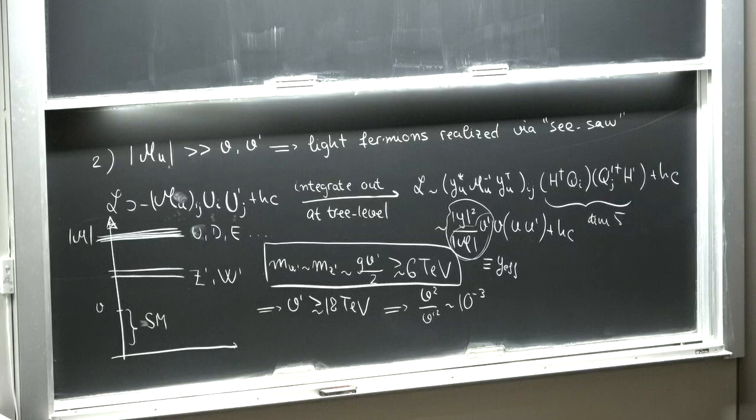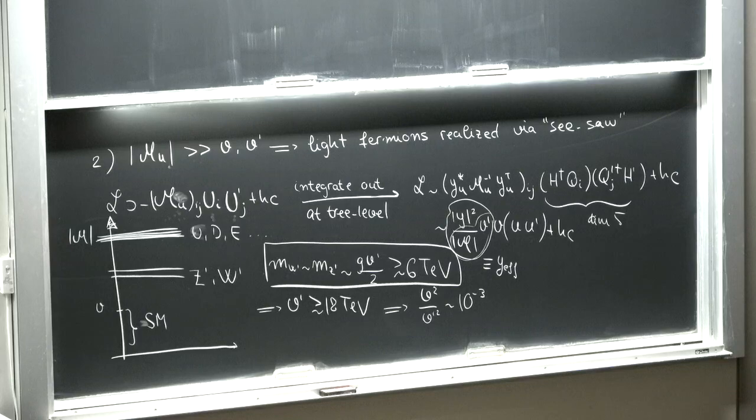Yes. Sorry, maybe I missed this, but where did you say this estimate of above 60 eV came from? Oh, this is just bounds from the LHC, like ATLAS. So W prime and Z prime will decay to two electrons, two muons.